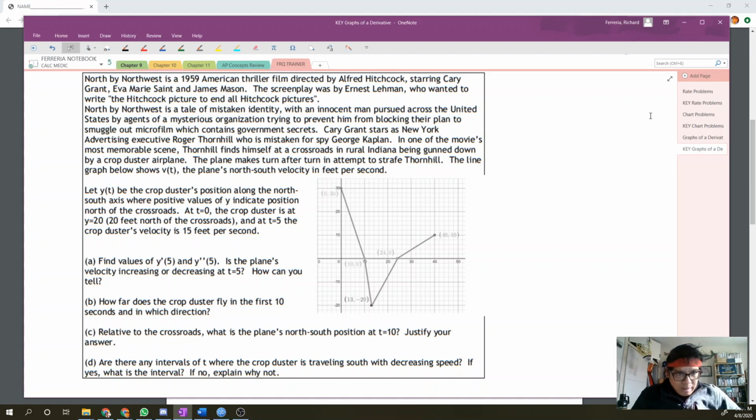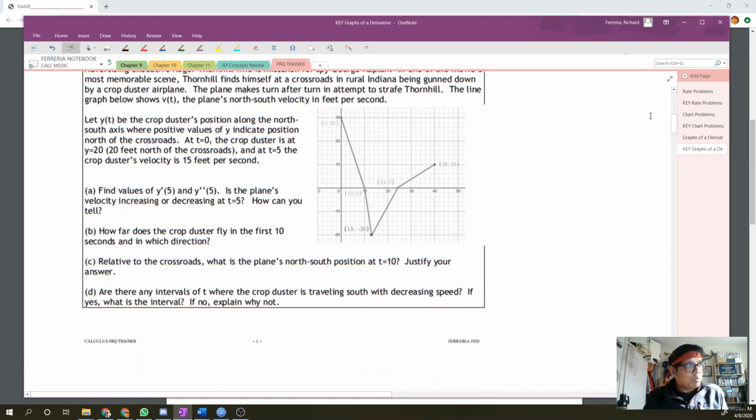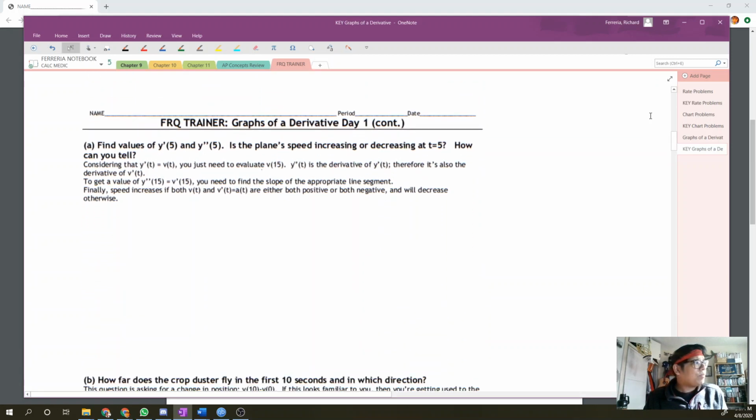Here are the questions. Letter A: find the values of y prime of 5 and y double prime of 5, and is the plane's velocity increasing or decreasing at t equals 5? B: how far does the crop duster fly in the first 10 seconds, and in what direction? C: relative to the crossroads, what is the plane's north-south position at t equals 10? And D: are there any intervals where the crop duster is traveling south with decreasing speed? If so, what is that interval? So let's take a look at letter A.